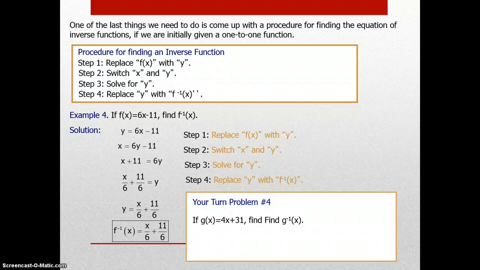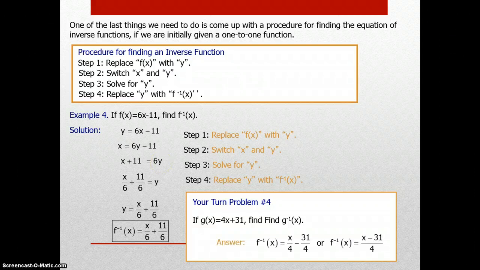So your turn is to try problem 4. If g of x is equal to 4x plus 31, find g inverse of x. To give you a few minutes, pause the video and try.